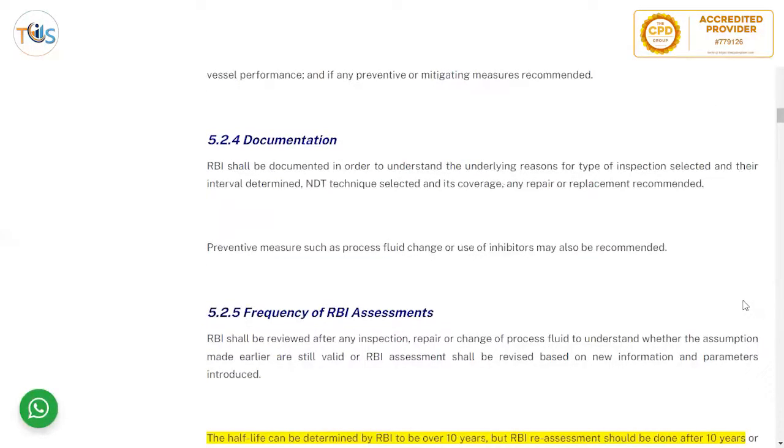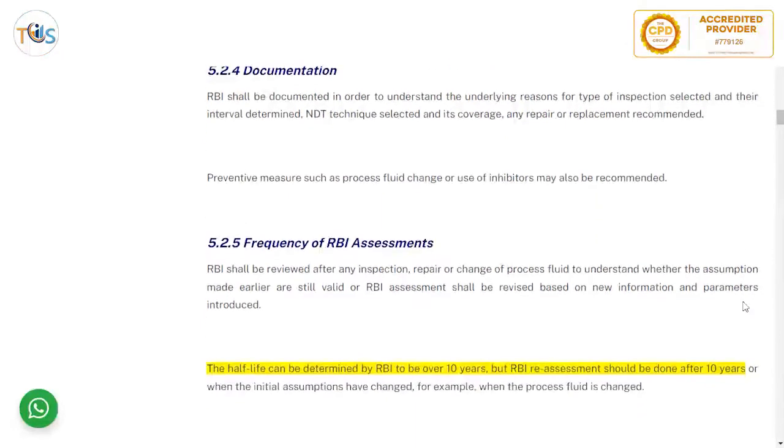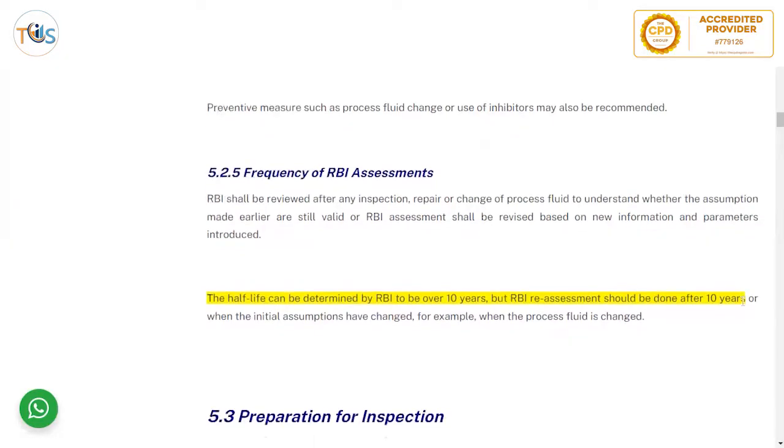RBI shall be documented in order to understand the underlying reason for the type of inspection selected and the interval determined, the NDE technique selected and its coverage, and any repair or replacement recommended. Preventive measures such as process fluid change or use of inhibitors may also be recommended. These are called non-inspection recommendations.